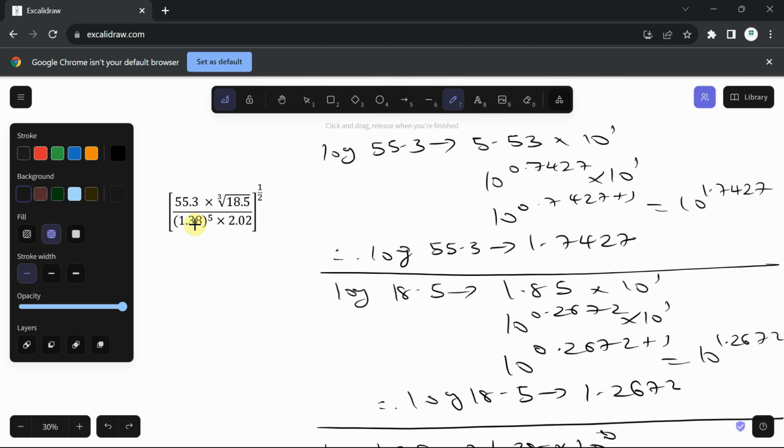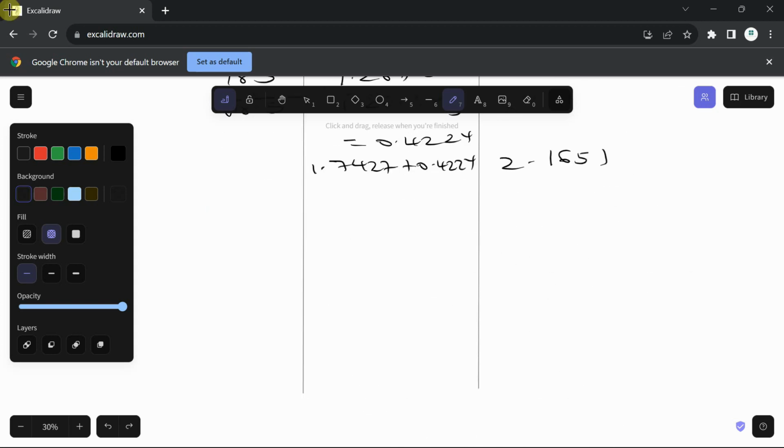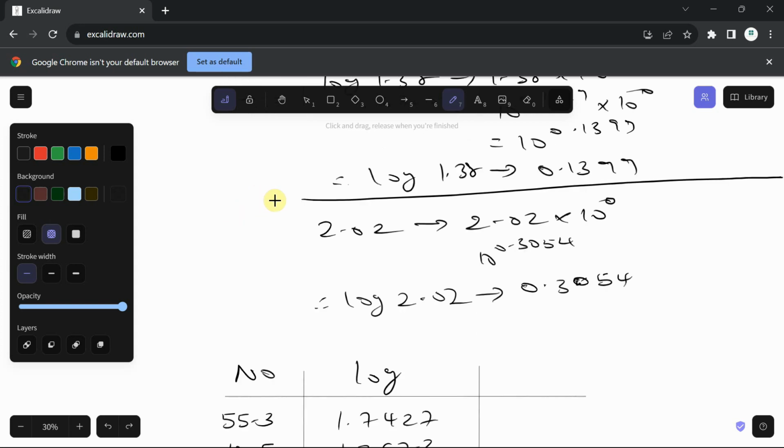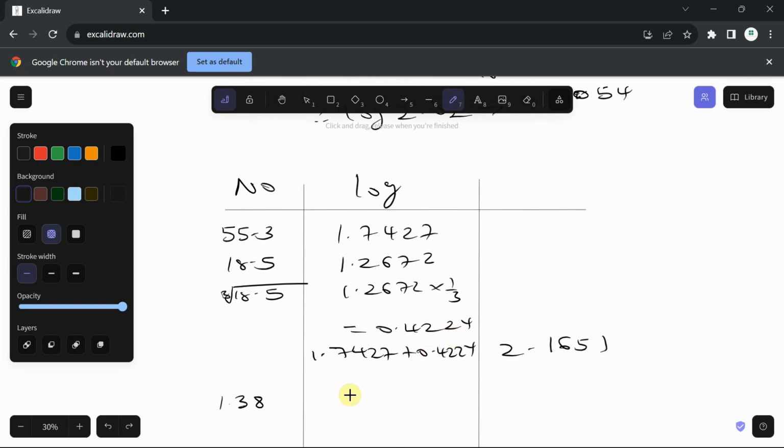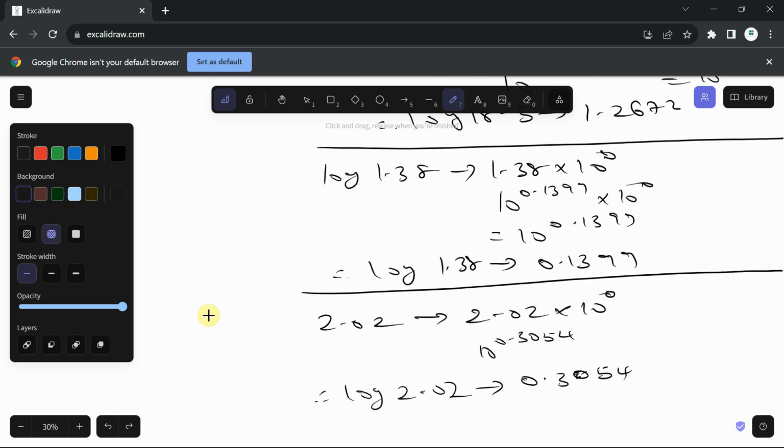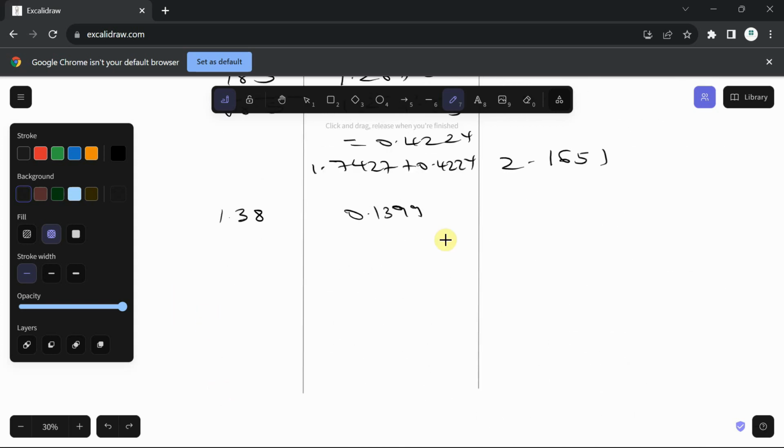Let's go to the denominator, which is 1.38 raised to the power of 5. So for 1.38, what did we have? We had 0.1399. But 1.38 was raised to the power of 5. So let's find 1.38 raised to the power of 5.